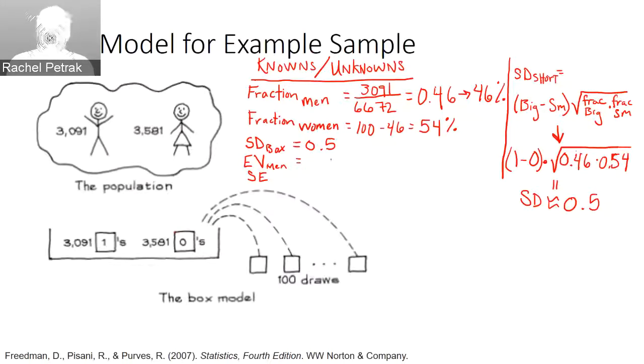We know the expected value. I'm sure you already can see that the expected value of men is equal to the fraction of men. So it's going to be 46%. And our standard error is just the square root of the number of draws times the standard deviation.